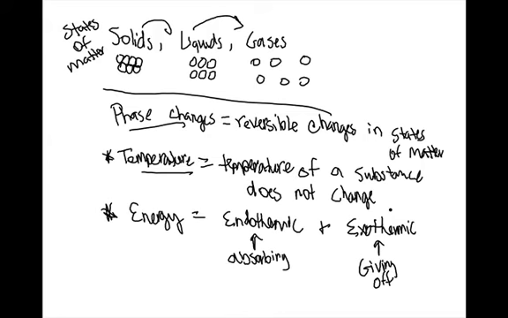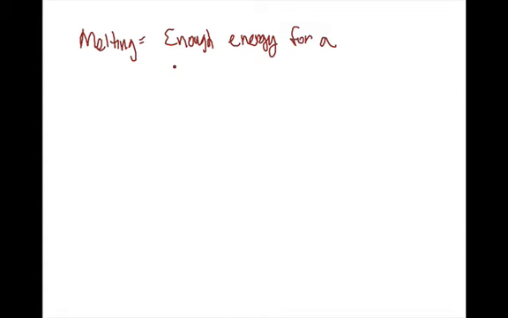So let's look at the specific types of phase changes. There are 5 of them that we're going to look at. The first one is going to be called melting. Melting is where we are going to have enough energy for a solid to go to a liquid. So it's going to gain enough energy. These molecules that were once in a fixed position, you're going to have some sort of energy that is going to allow these to separate out from one another.